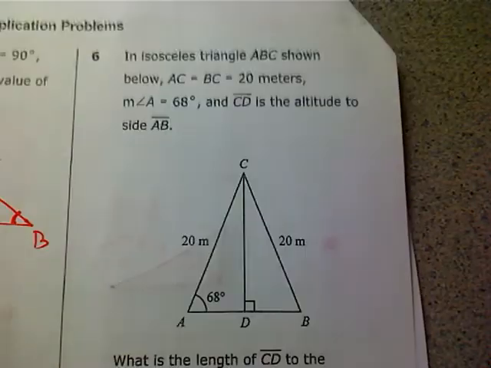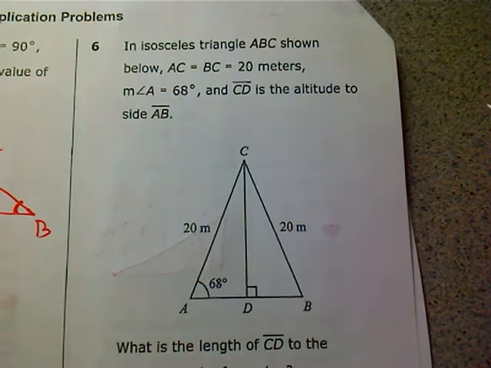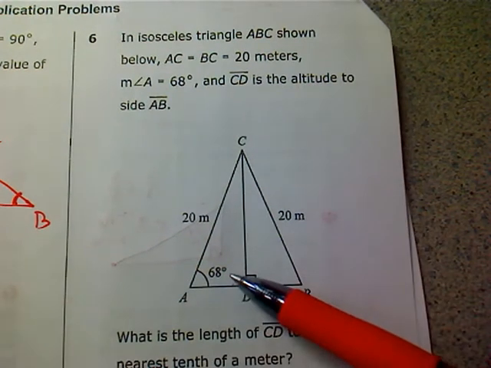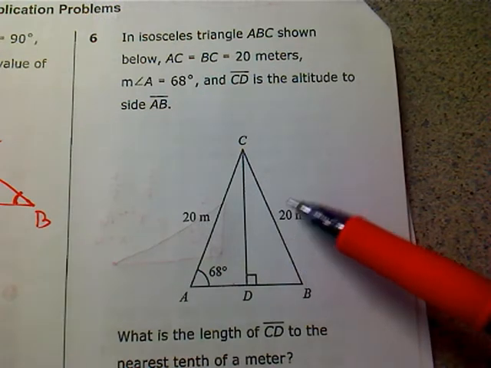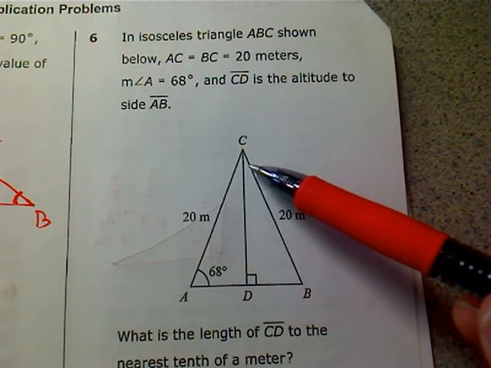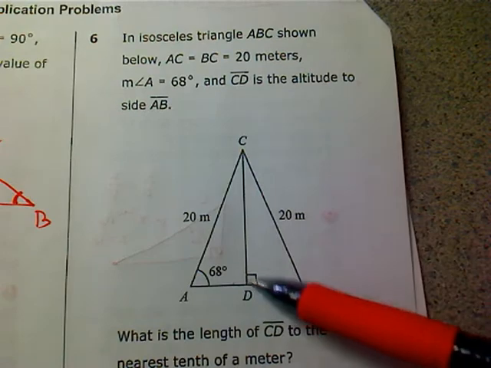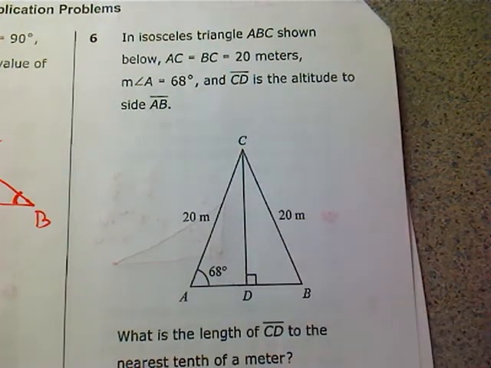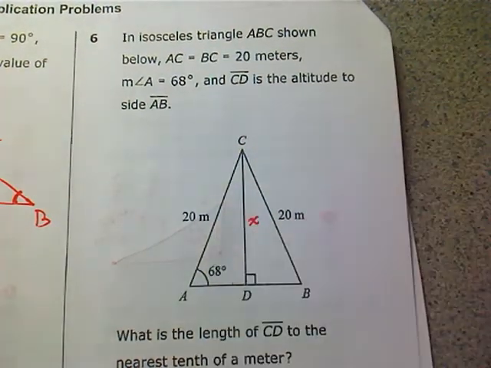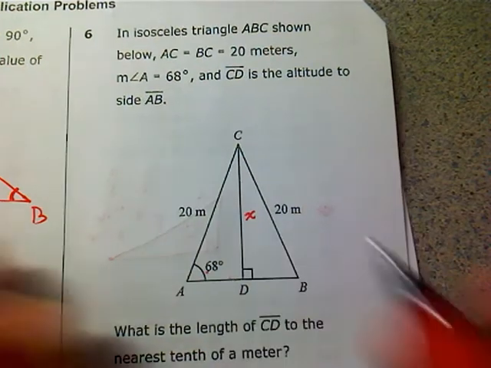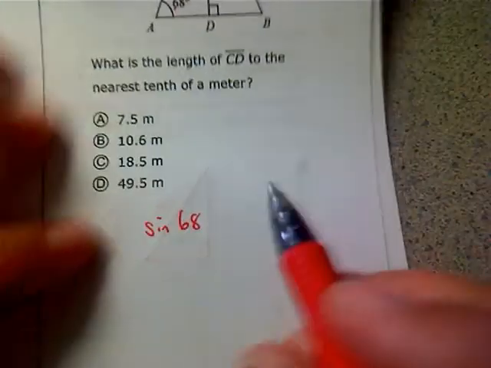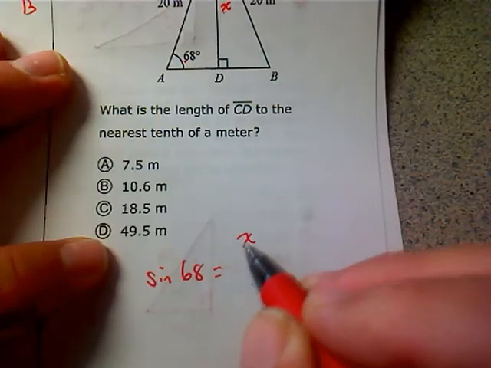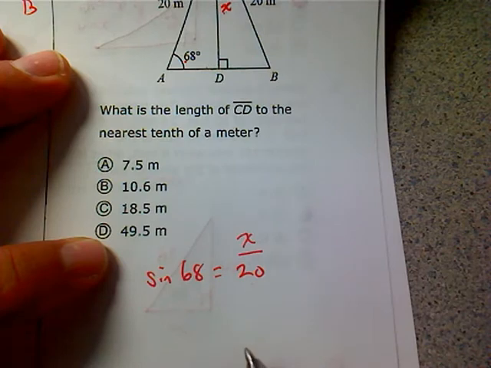All right, number 6. We've got an isosceles triangle. These sides are that. That's 68. This is the altitude. What is the length of CD to the nearest tenth of a meter? So what is this right here? Well, it's a right triangle, so this is what I'm looking for. And so 68, this is opposite and hypotenuse. The sine of 68 is the opposite over the hypotenuse.